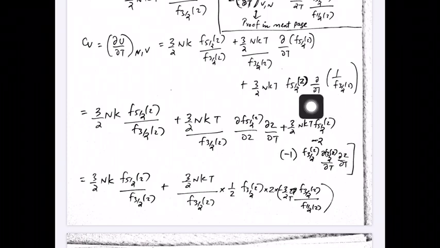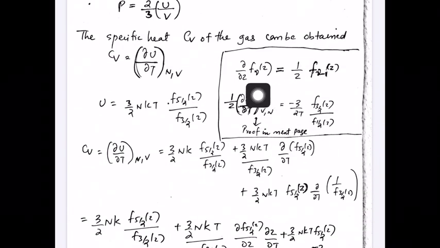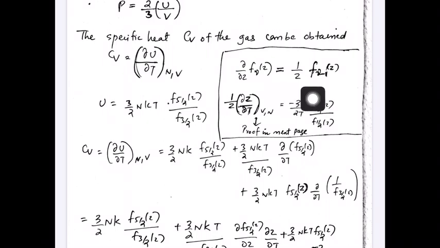When I differentiate with respect to z, I will get minus 1 times F3/2(z) to the power minus 2 into ∂F3/2(z)/∂z. This is ∂z, not ∂T, ∂z into ∂z/∂T. So this is what we get here, and we use 2 results. One is this ∂/∂z of F_nu(z), that is 1 by z F_(nu-1)(z). This is a standard result for the Fermi-Dirac function. We are using this without the proof.